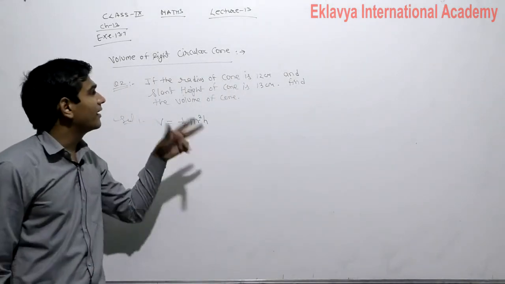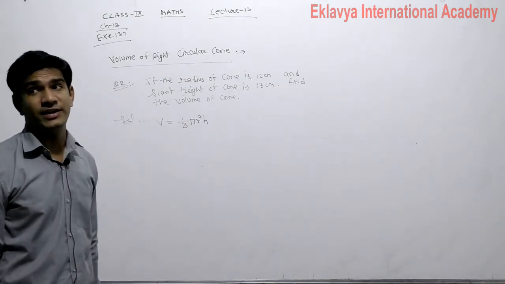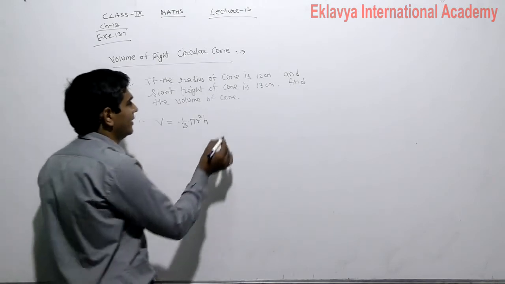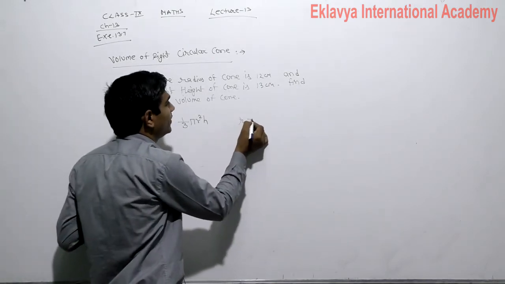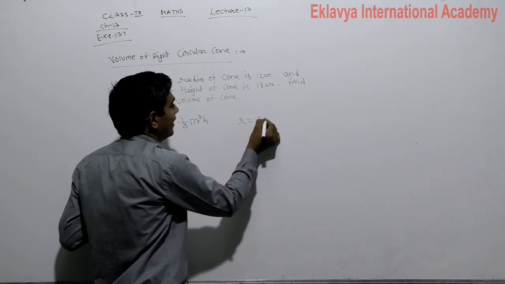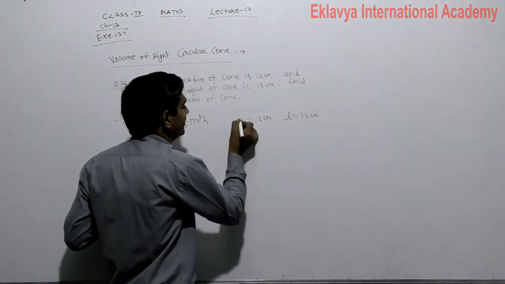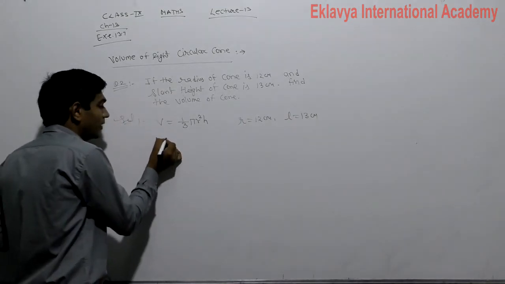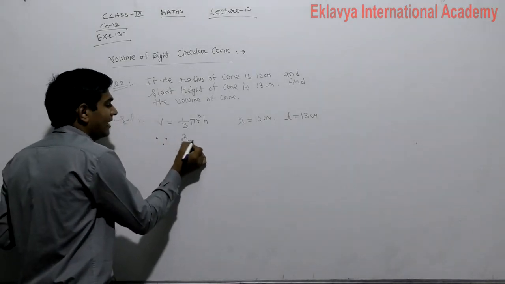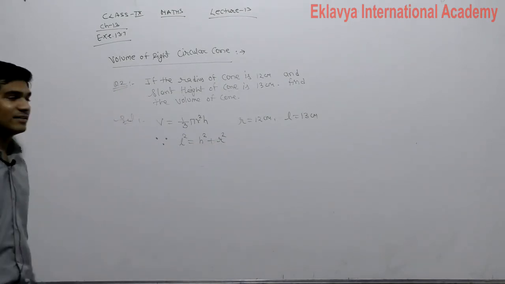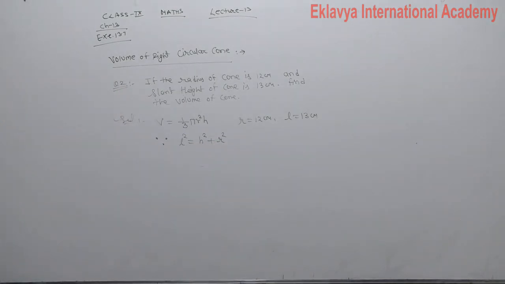But here the radius of the cone is given to you, 12 centimeter, but the height is not mentioned. So firstly we will find out the height. What is given to you? Base radius is 12 centimeter and slant height is 13 centimeter. But we know one formula, L square is equals to R square plus H square. Slant height square is equals to R square plus H square.